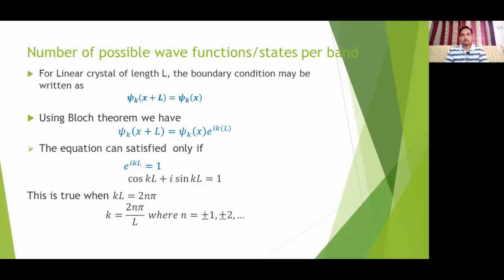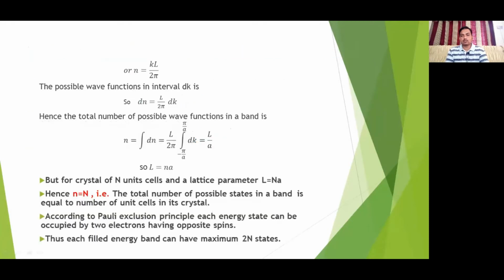So we want to see how exponential i k L can be 1. Using the other formula, it can be written as cos k L plus i sin k L is equal to 1. This is possible if kL is equal to 2 pi n. So from here you can find the value of k is equal to 2 pi n by L. Here small n is an integer and it gives you the information about the number of states, or wave functions, that exist in any given band, or the number of k values.